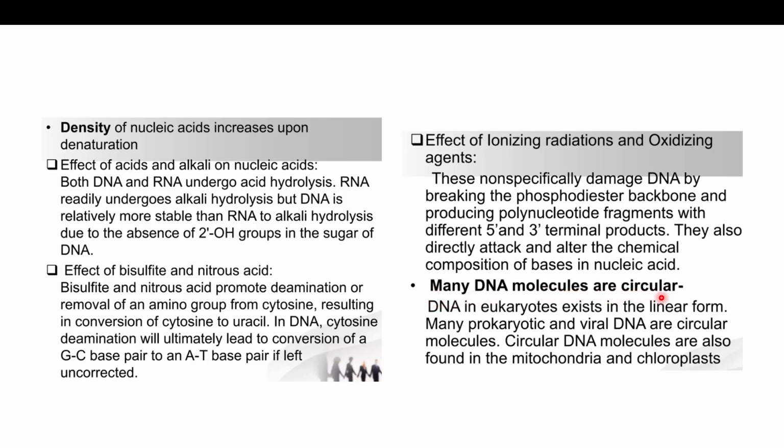And many DNA molecules are circular as well. DNA in eukaryotes exists in the linear form, as we looked at in the previous tutorial, whereas many prokaryotic and viral DNA are circular molecules. And circular DNA molecules are also found in the mitochondria and chloroplasts.